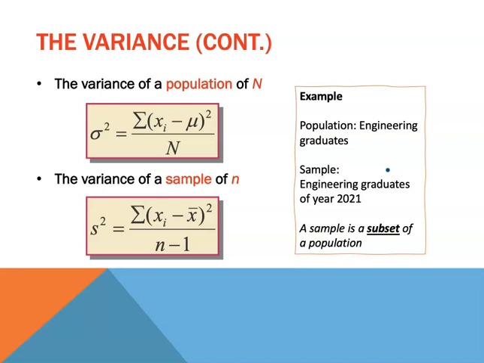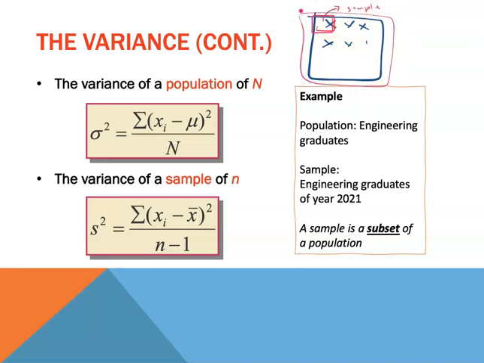But when you take that whole population of data and you only take a small chunk of it, this is your sample. Your population is engineering graduates. Your sample is only a subset of that population data.